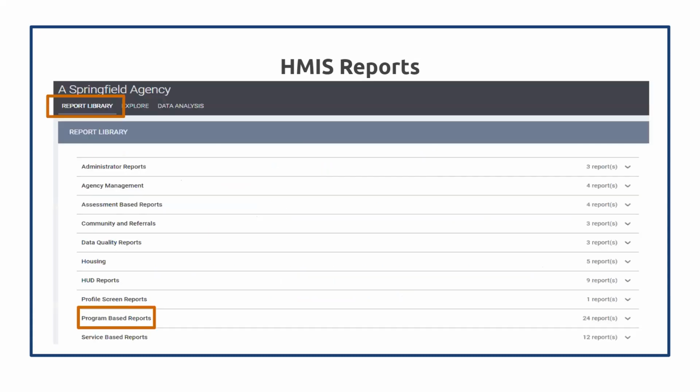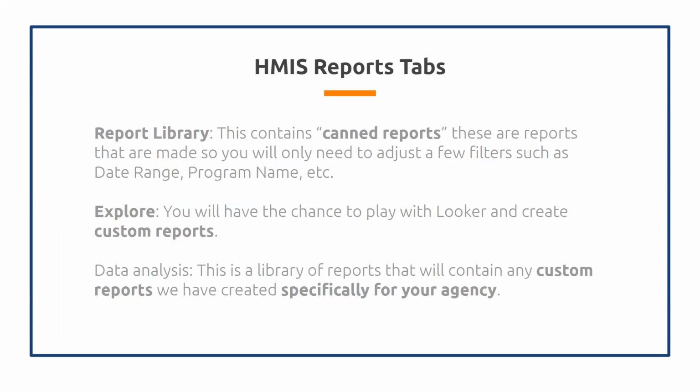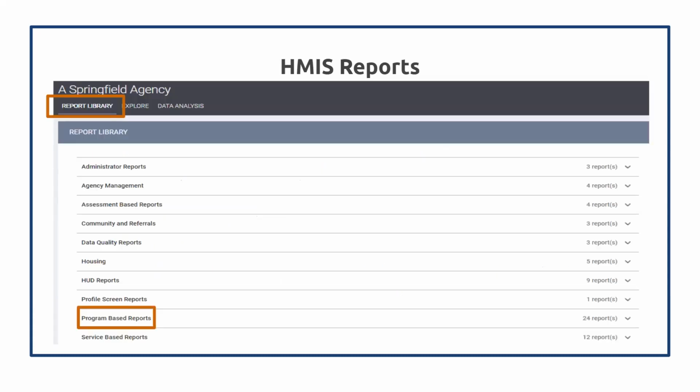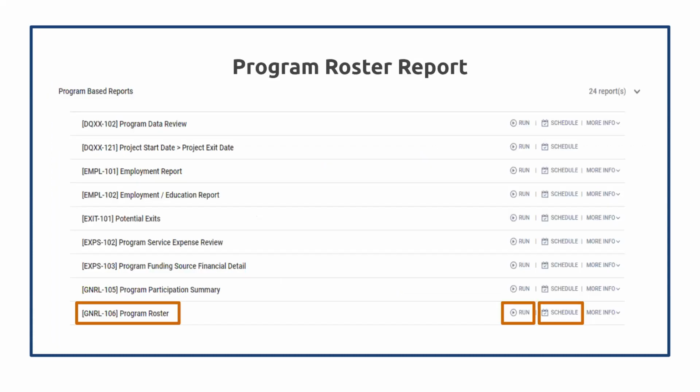So you can expand each section of the reports and see more information and also a summary of the purpose of the report. But for this training, we will focus on using the canned reports under the program-based reports. So we will be going over how to run the program roster report.